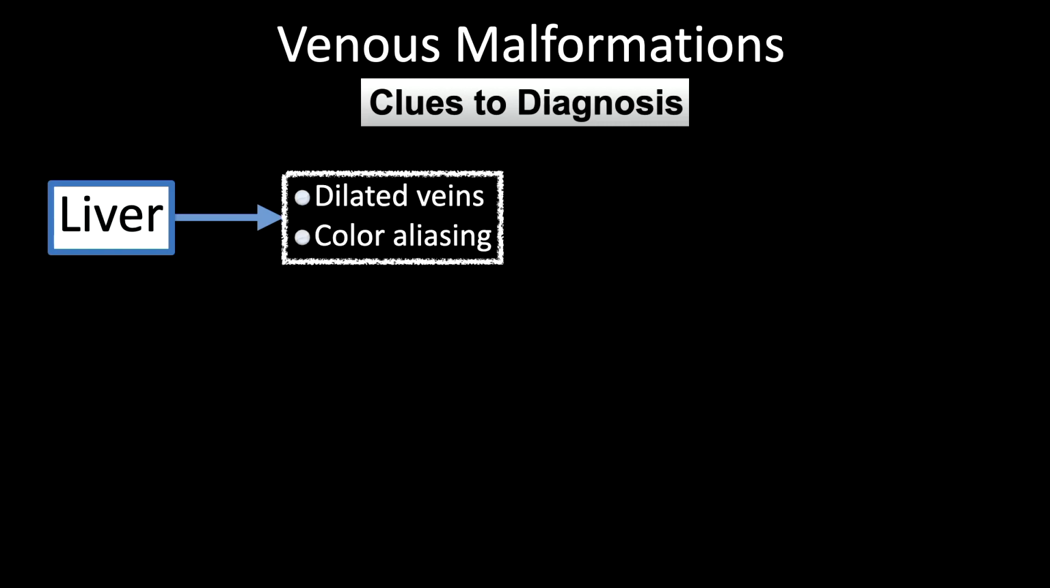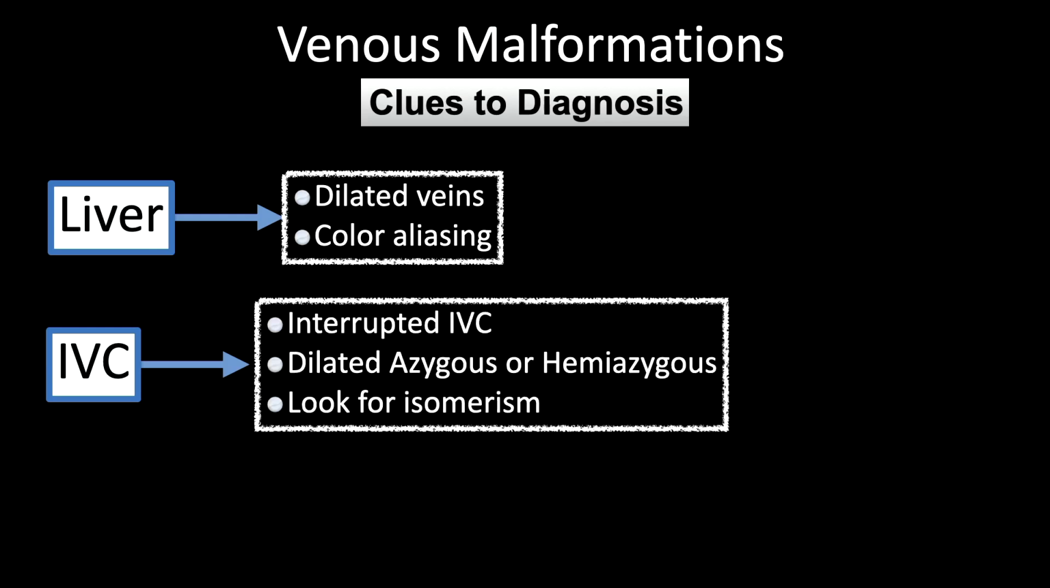So, venous malformations, clues to diagnosis. Remember to look at the liver, any dilated veins, especially the presence of color aliasing. Think about portosystemic shunts. Think about abnormal course of the umbilical vein, or think about umbilical vein varix. IVC, look at the interrupted IVC. Remember its role in left isomerism. A dilated azygos or hemiazygos is related to that, and look for it.